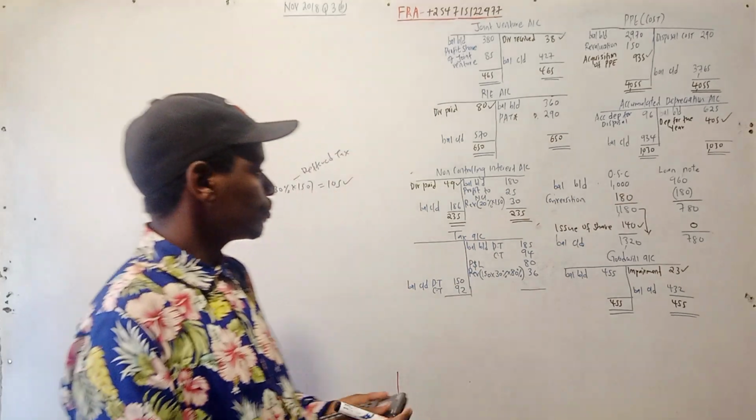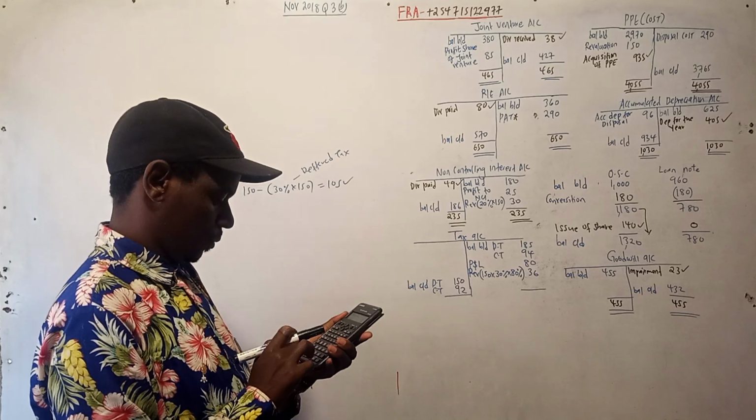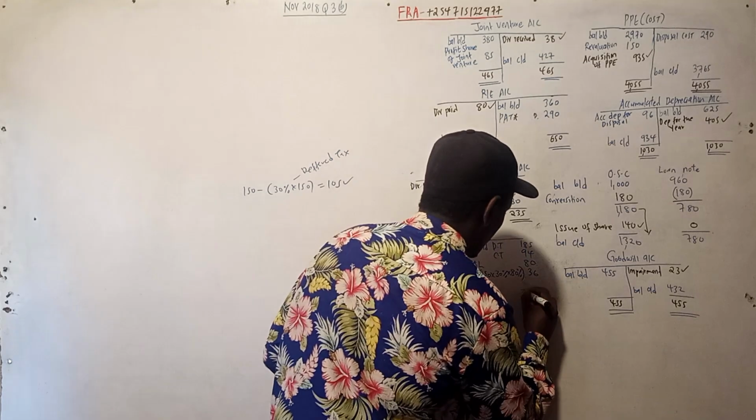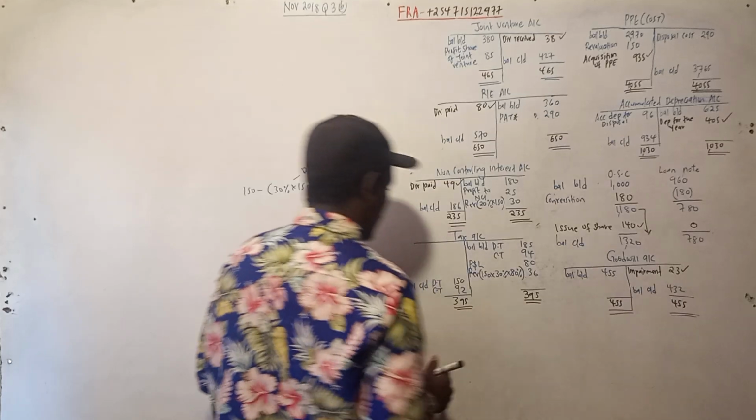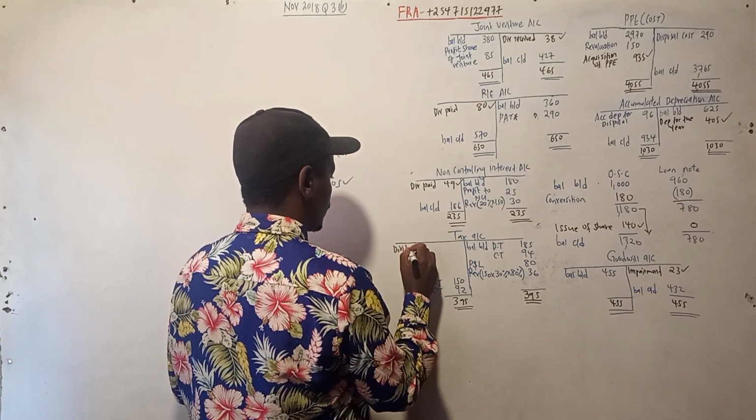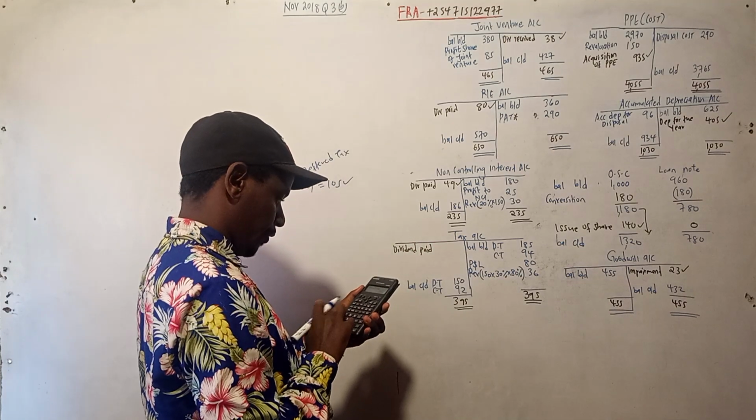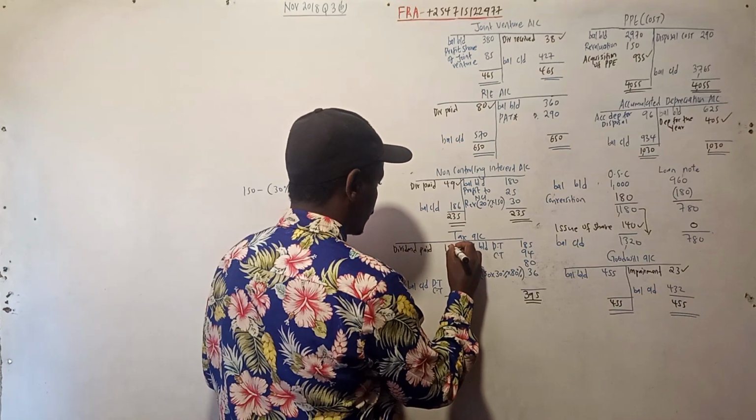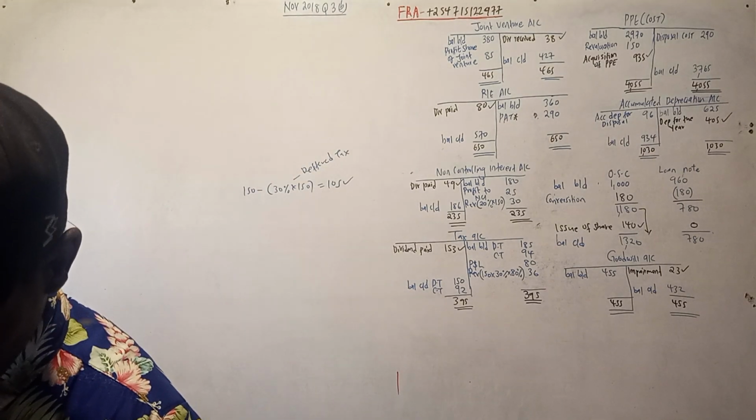Now 185 plus 94 plus 80 plus 36, that is around 395. Then for dividend paid, minus 150 plus 92. That is equal to 153. And that one is the balancing figure in that case.